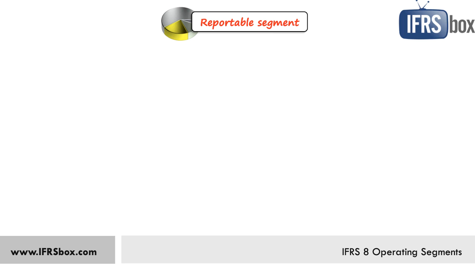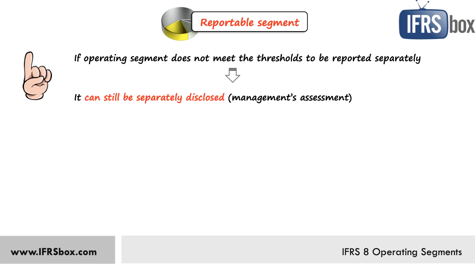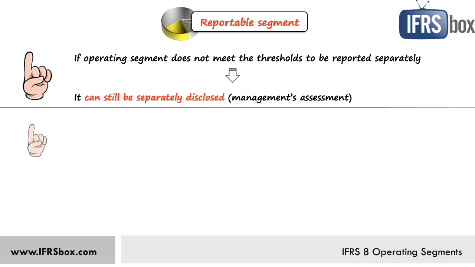And here are a few more rules related to operating segments. If some operating segment does not meet any of the quantitative thresholds, it can still be considered reportable and separately disclosed if the management thinks that the information about the segment would be useful to the users of the financial statements.